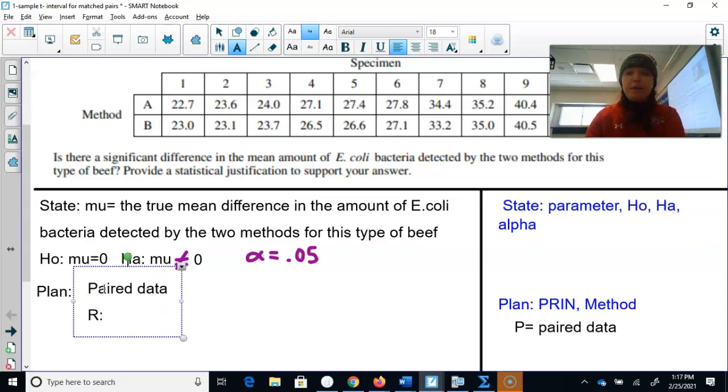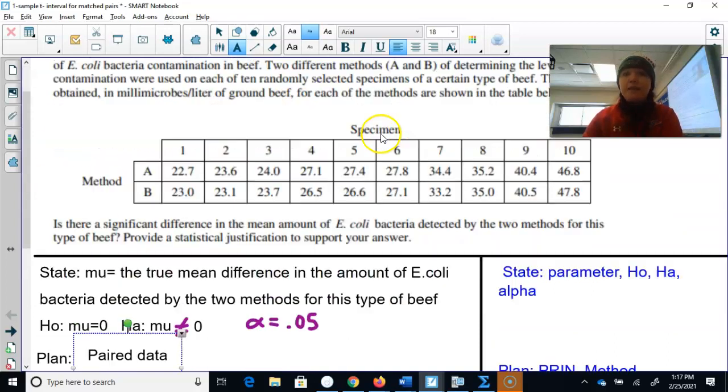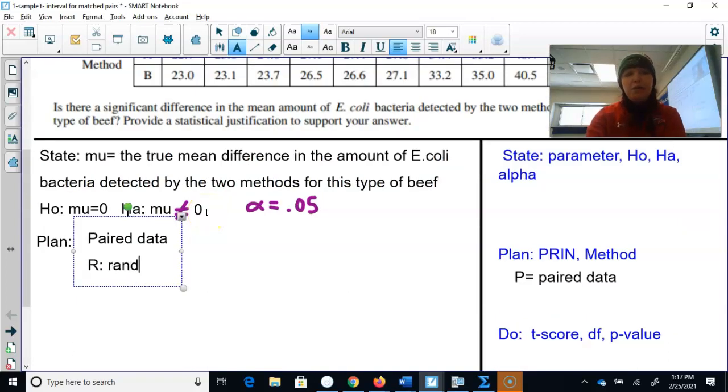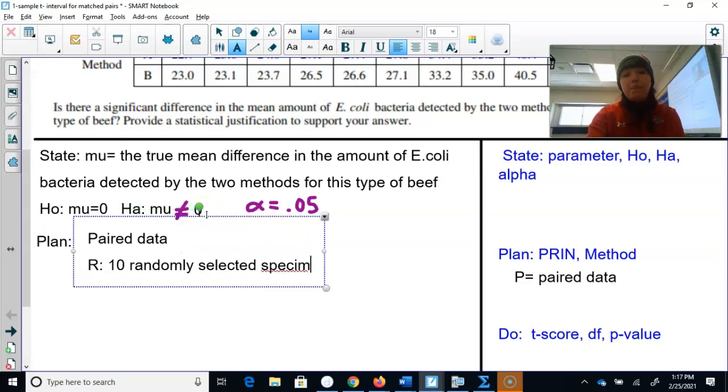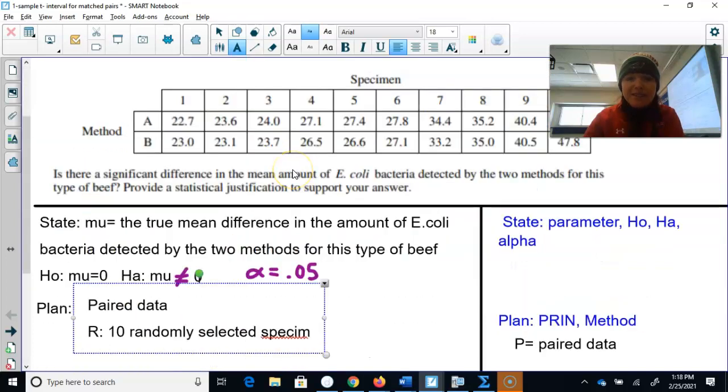R stands for randomization. Is there anything random? Randomly selected specimens, okay? I want to make sure I'm spelling right, specimens. Okay.